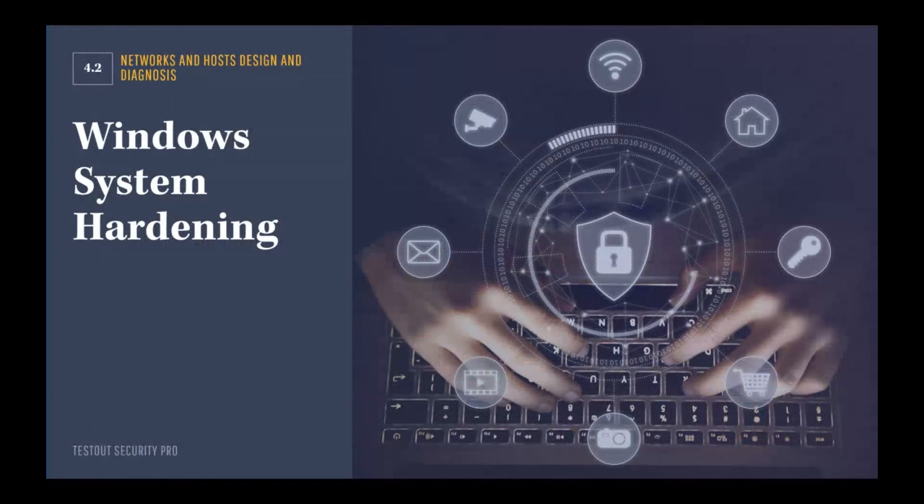Chapter 4 also talks about hardening your system. We're going to talk about Windows system hardening. That's the process of securing devices and software by reducing the security exposure and tightening our security controls.